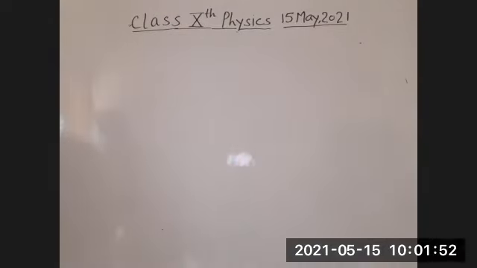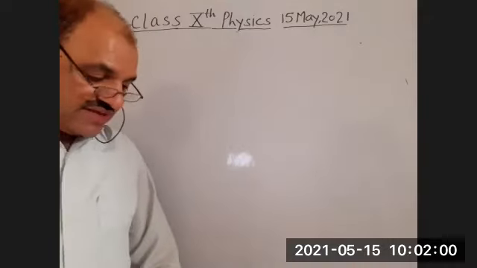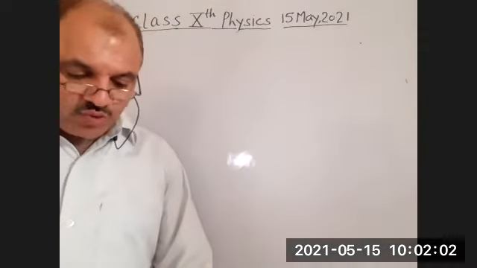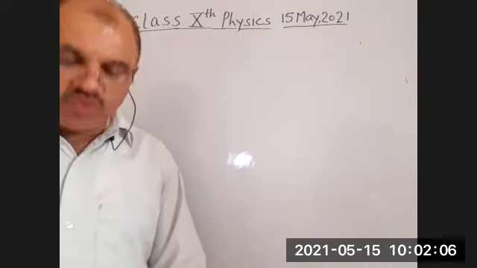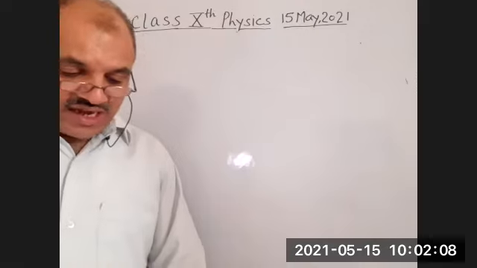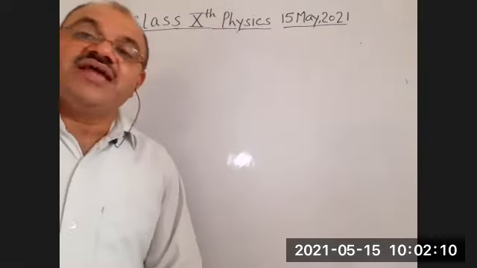I read the statement, students. I am reading the statement of question number 4. Let us see what the statement is. It is given that two conducting wires of the same material, equal length and equal diameters are first connected in series, then in parallel.